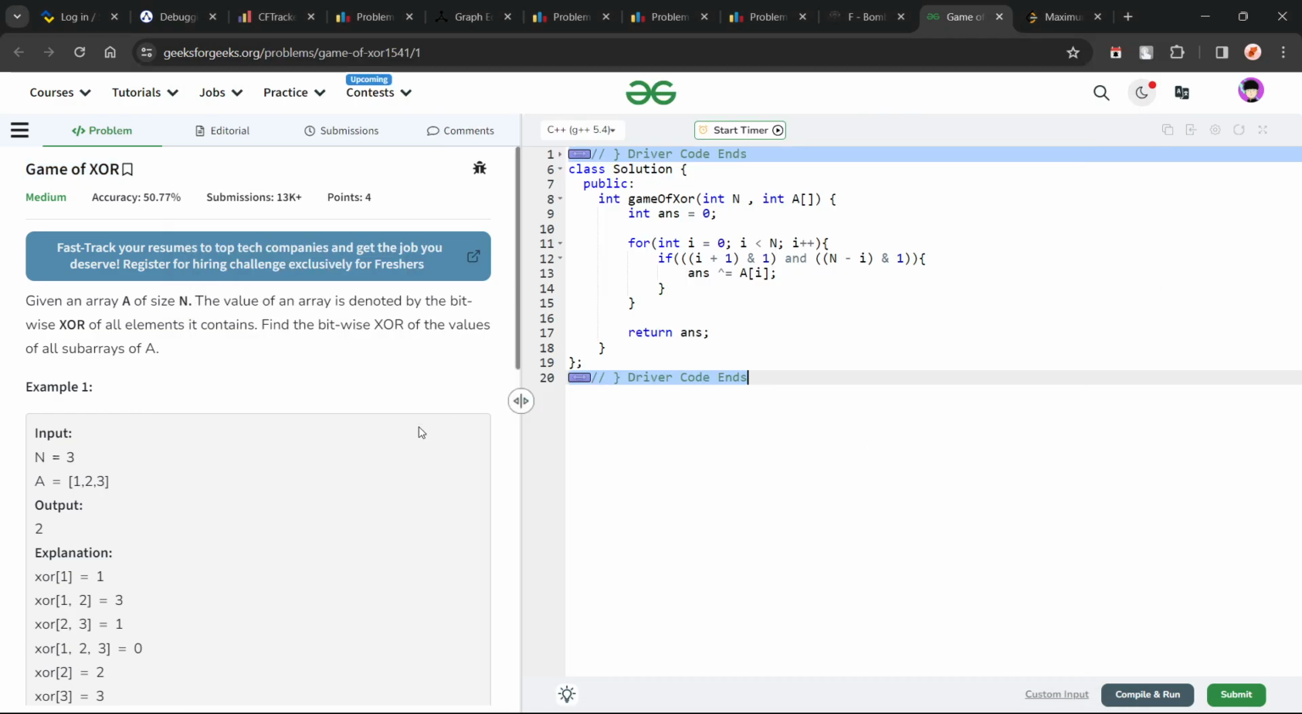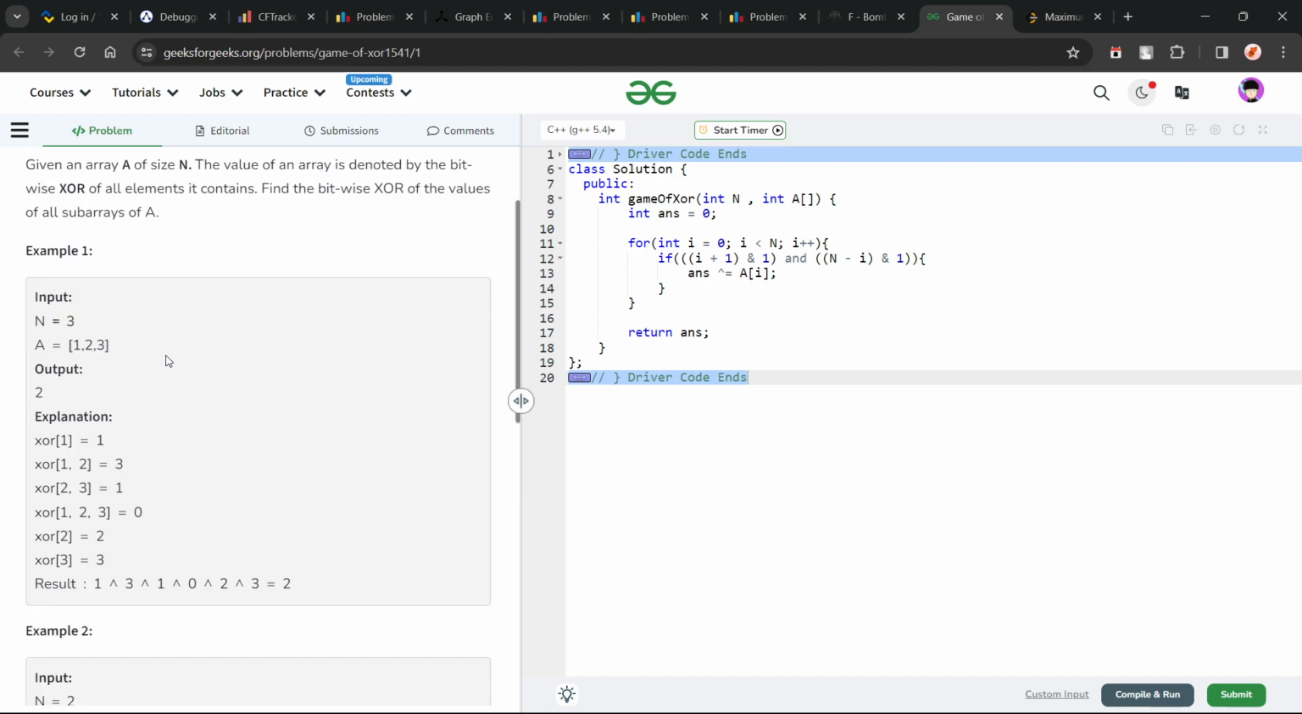So in this video, we're going to discuss the GeeksforGeeks Problem of the Day, and today's problem is Game of XOR, and it is a medium level problem. The problem says that we have been given an array of size n, and we have to find the value of bitwise XOR of all subarrays of A, and then take the XOR of all of these values. Right. So this is the whole question.